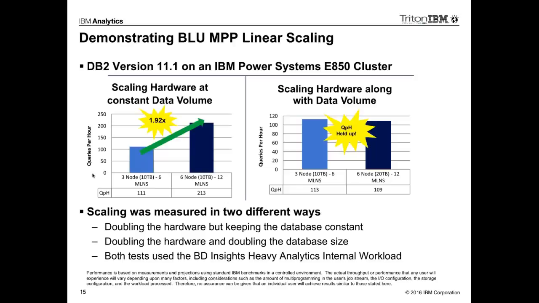The other way to look at it is, okay, I'm going to double my data. So I went from 3 nodes to 6 nodes, doubled the amount of data and doubled the number of processors, and I get the same throughput. So very good scaling using DB2 BLU and DPF.